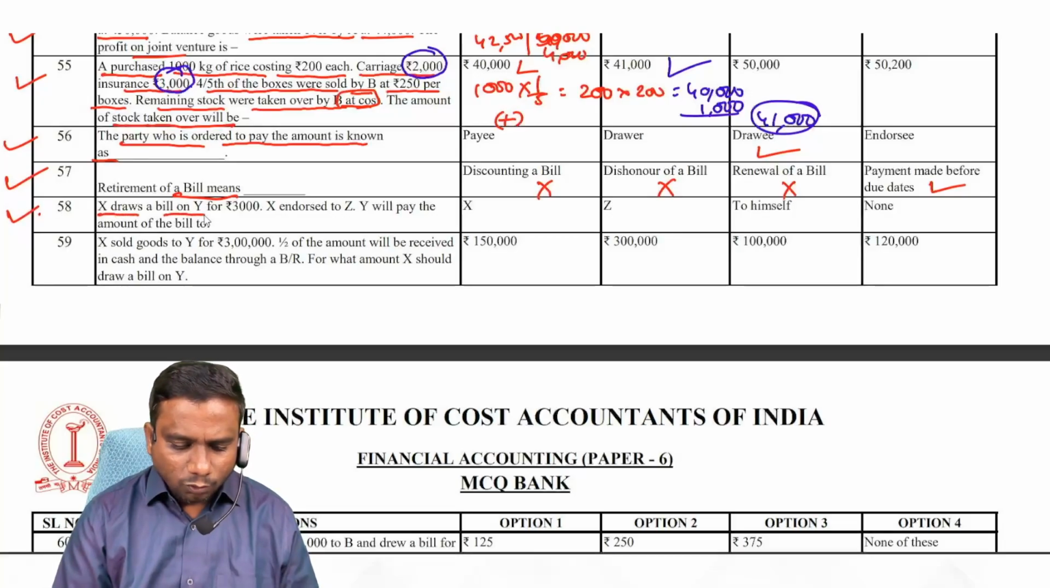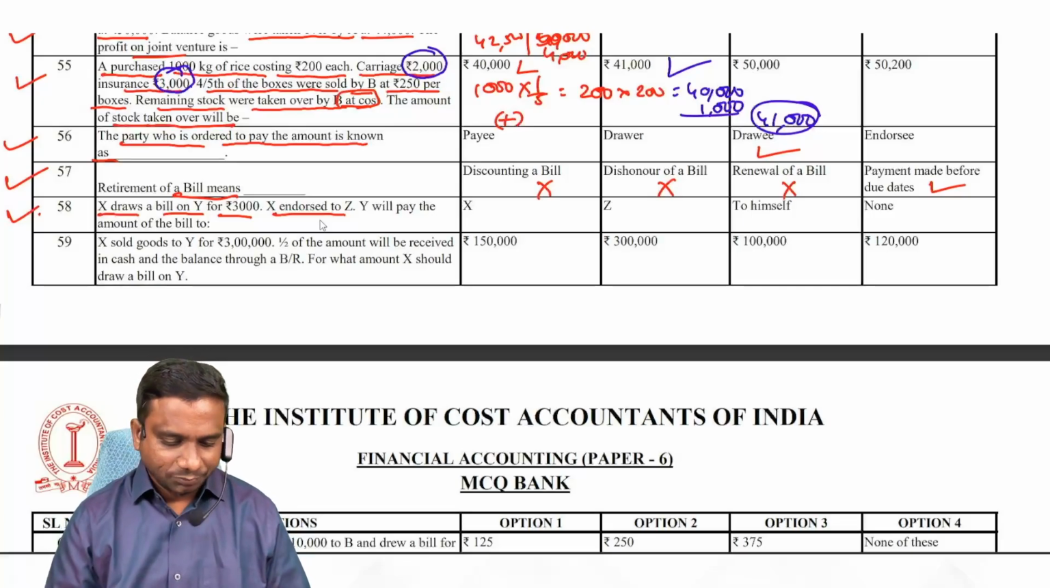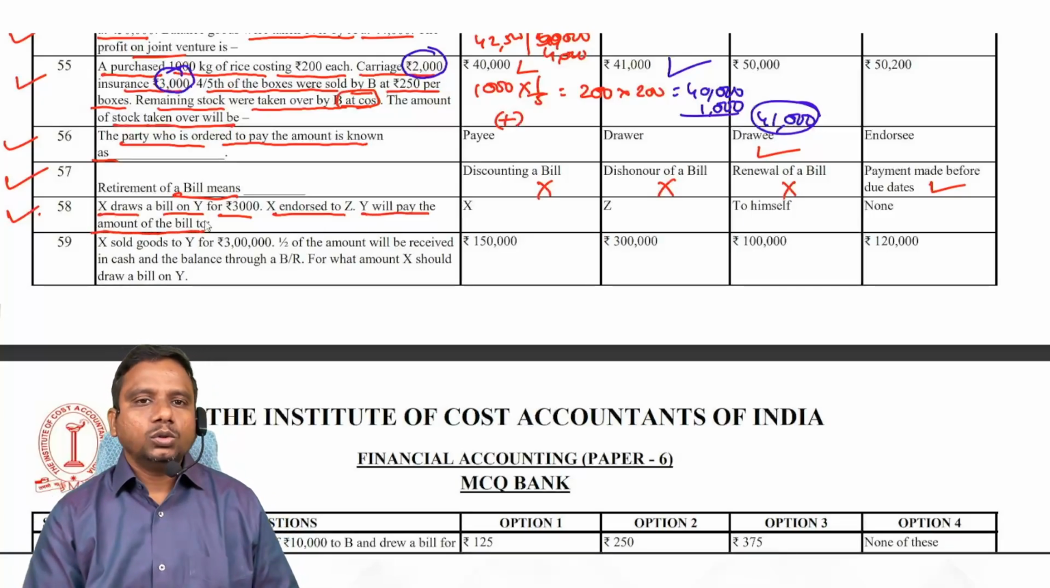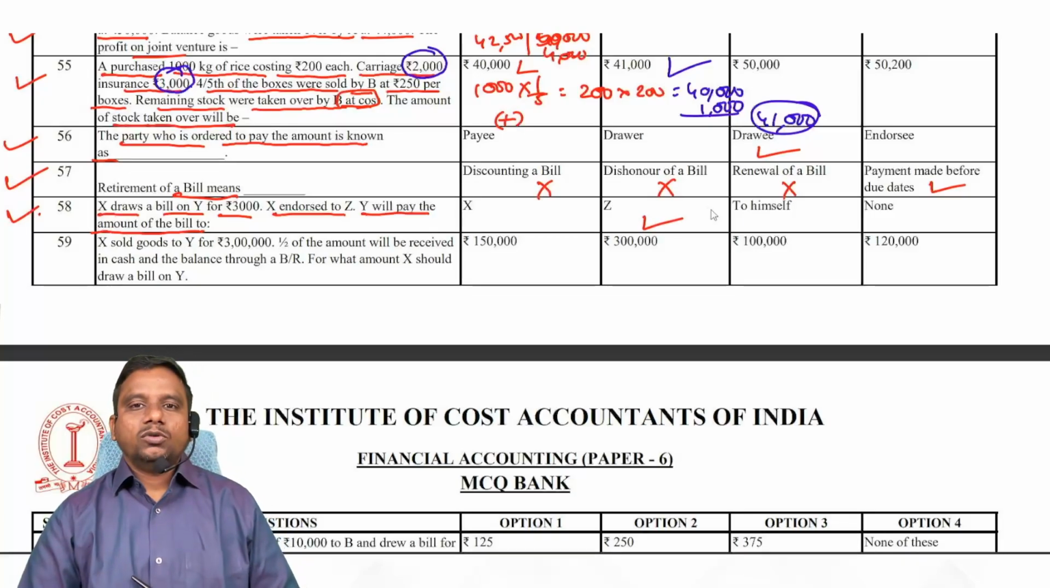X draws a bill on Y for 3,000. X endorses it to Z. Y will pay the amount of the bill to whom? Z, since it is endorsed. Who is the holder of the bill? Z. So the amount is paid to Z.